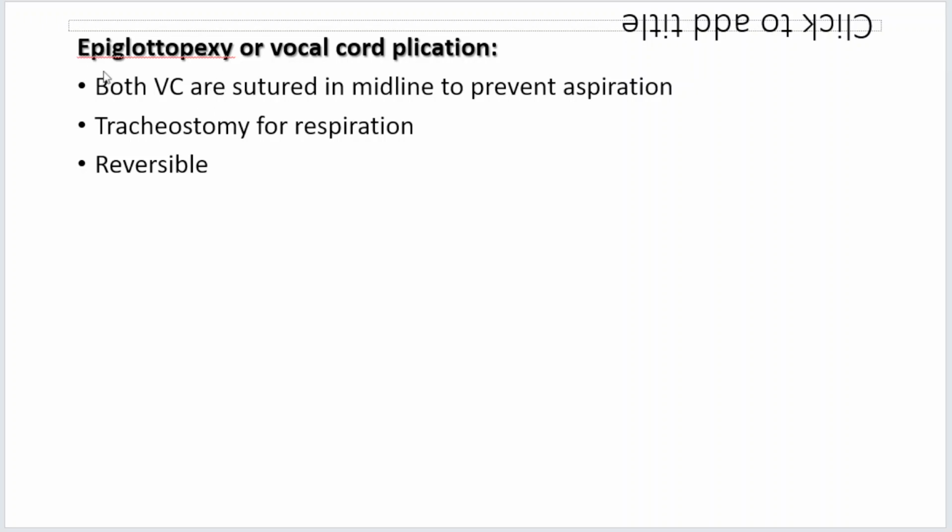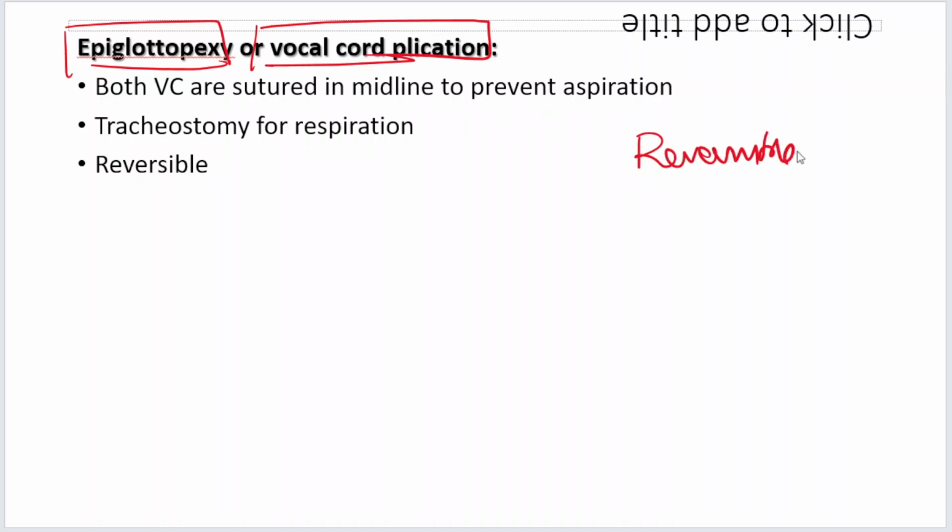Now coming to epiglottopexy. Just now I talked about epiglottopexy and vocal cord plication. These are temporary, reversible procedures. In epiglottopexy, you take the epiglottis, and these are the arytenoids, this is the vocal cords, and this is the aryepiglottic fold. You take it back and suture it to the aryepiglottic folds and arytenoids to produce epiglottopexy.